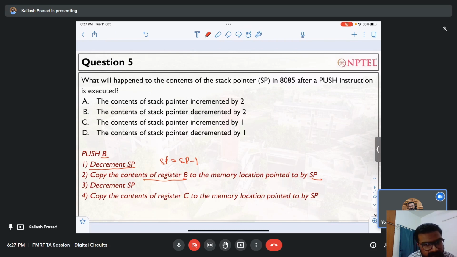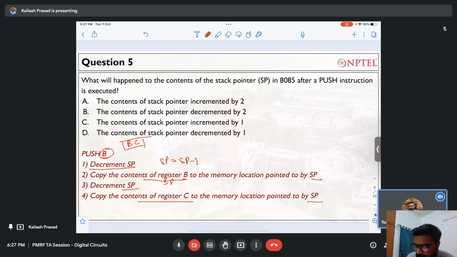Right, now the address is full. You again decrement SP, and then you copy the content of register C. You might ask, where is this register C coming from? So the answer is this B is not alone. Whenever I write B like this, please understand that it is always a register pair. So you will write the content of the register C into the stack as well, right?